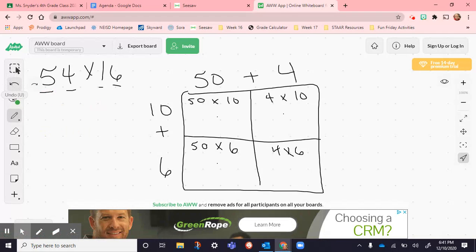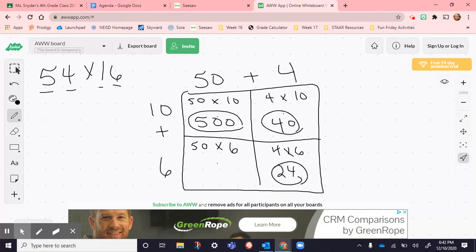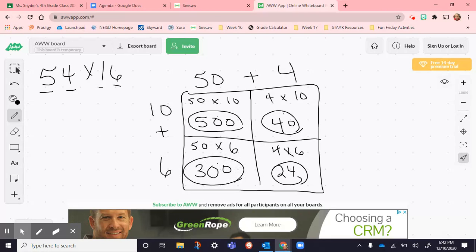So let's go ahead and start multiplying. So 50 times 10, 5 times 1 is 5, and we're going to place those 2 zeros. 4 times 10 is 40. 4 times 6 is 24. And 50 times 6, 5 times 6 is 30. Add, you've got 1 0, so place that 0 there for 300. And those are our partial products.